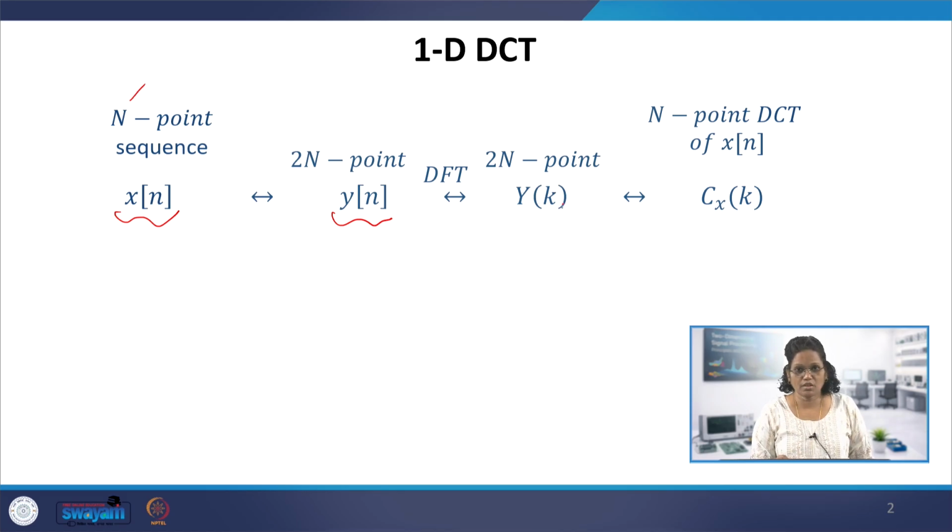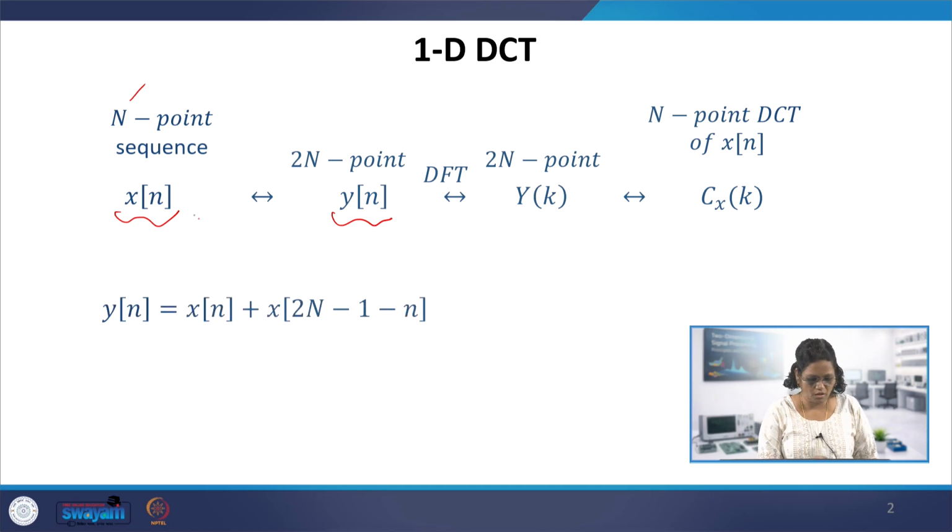We then get Y of k, the frequency domain signal of y of n, which also has 2N points, because y of n is 2N points, so the DFT results in 2N points. From those 2N points, we collect only N points of DCT, that is C x of k. We'll see how we collect them and how we go from N to 2N points. This C x of k is the DCT coefficients of the x of n we had taken. So we form an intermediate sequence, take the DFT, and from the obtained DFT we multiply by some coefficients to get the DCT coefficients.